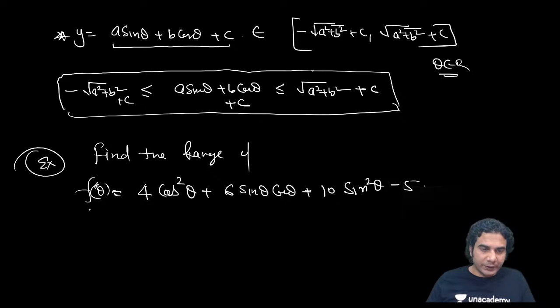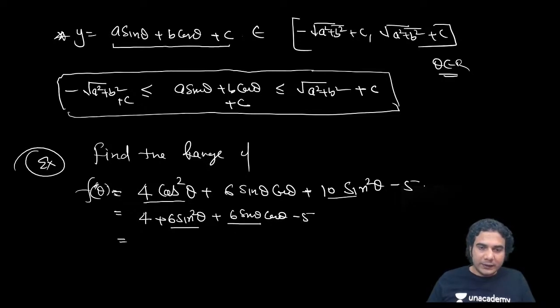Minus 2 to 0. Okay, let's check. So I'll write this expression. You can write first of all 4 cos square plus 4 sine square as 4. Then your 6 sine square will be remaining. 6 sine square plus 6 sine theta cos theta minus 5. Now what you need to do is convert this into 2 theta, this will be in terms of cos 2 theta and this will be in terms of sine 2 theta.